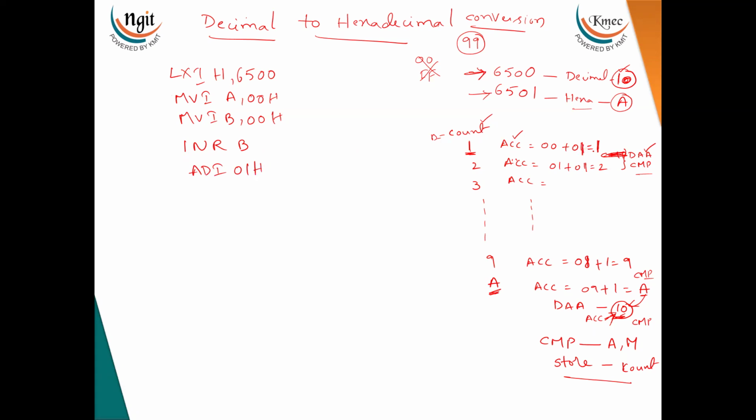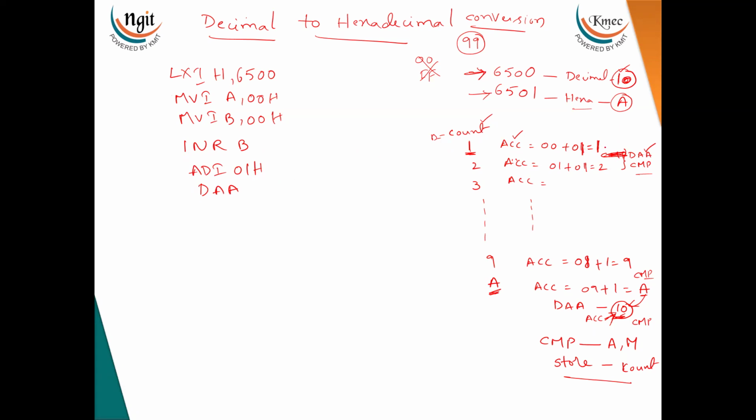Now after the addition, I need to convert into the decimal value. Whatever the accumulator value is there, I have to convert into the decimal value. For that, I am using the DAA instruction. After converting into the decimal value, that decimal value I need to compare with the memory location value.